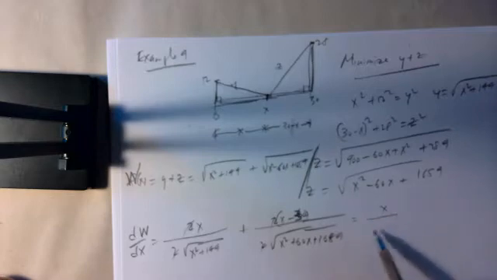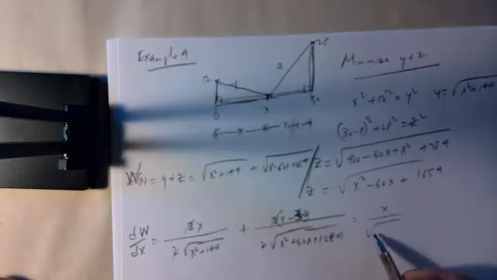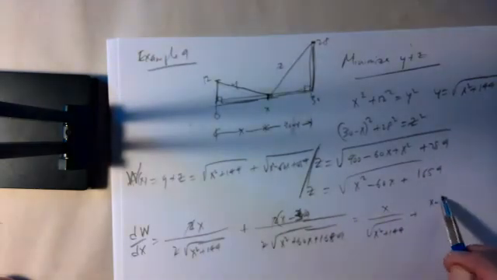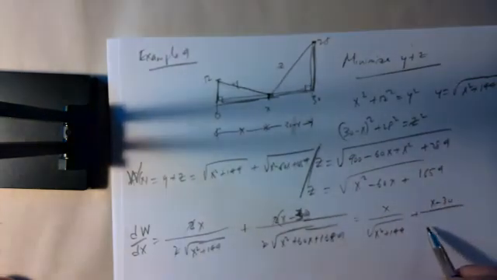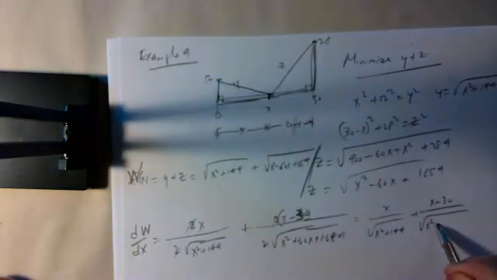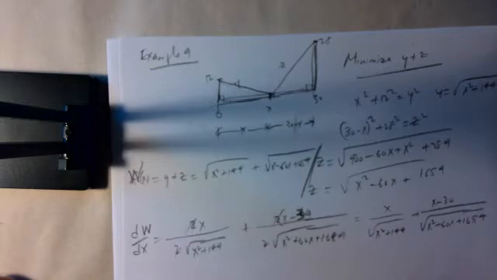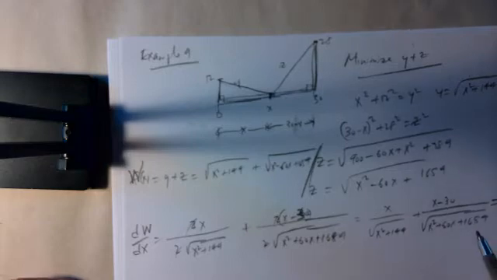So this is x over the square root of x squared plus 144, plus x minus 30 over the square root of x squared plus 60x plus 1684. And we want that equal to 0. So we just have to solve this equation.